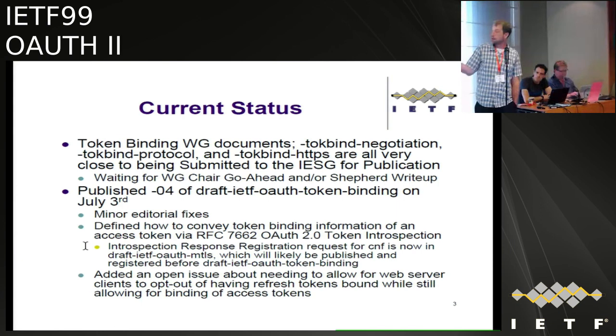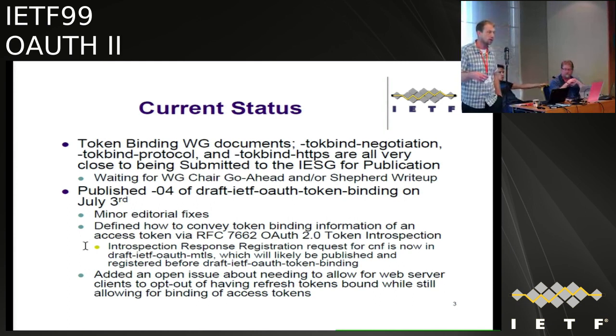More clearly define how to convey the token binding information of an access token in an OAuth 2 token introspection response. This itself is very similar to the work that was done in the MTLS draft around token introspection, all catalyzed from a comment that Justin made at the last IETF meeting, which was that there were a lot of assumptions being made about how this would work with introspection that were not clearly stated in the document. So this just calls them out very explicitly.